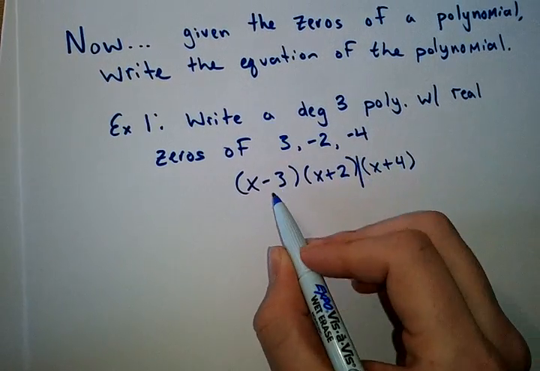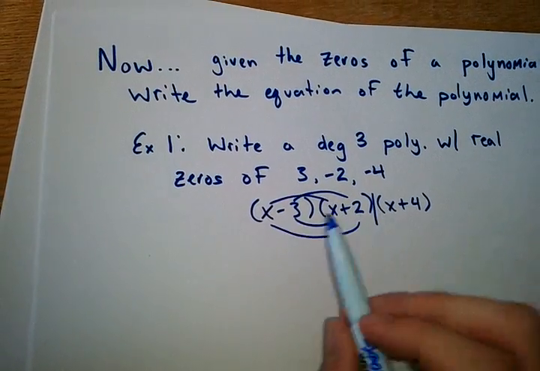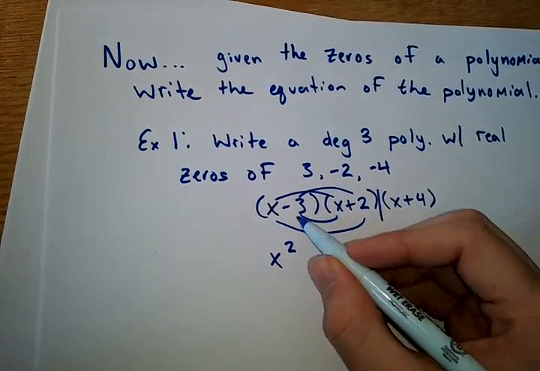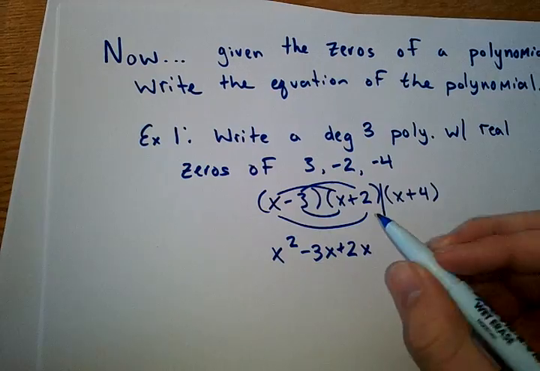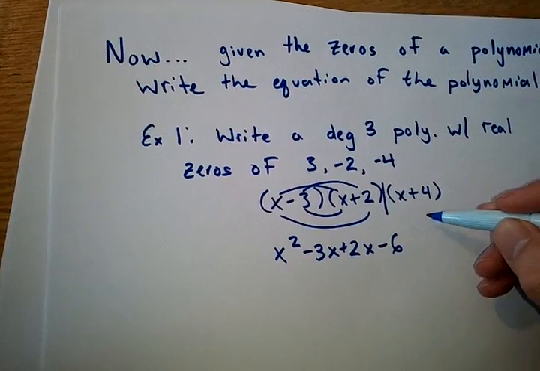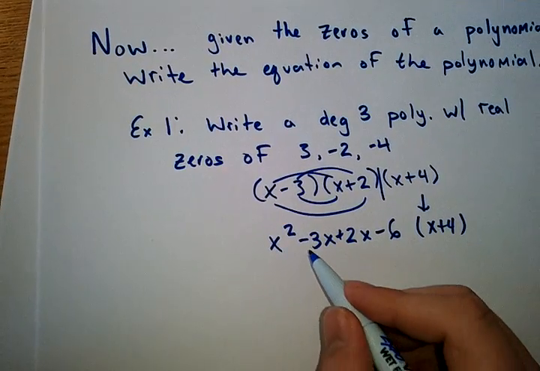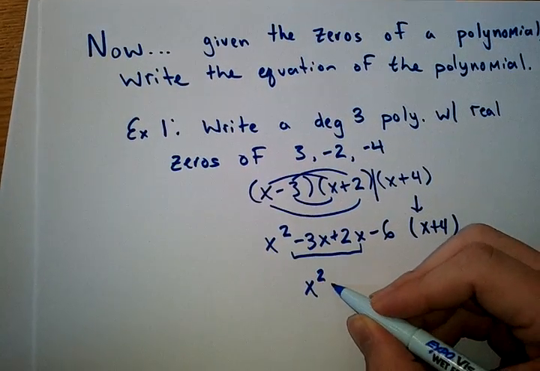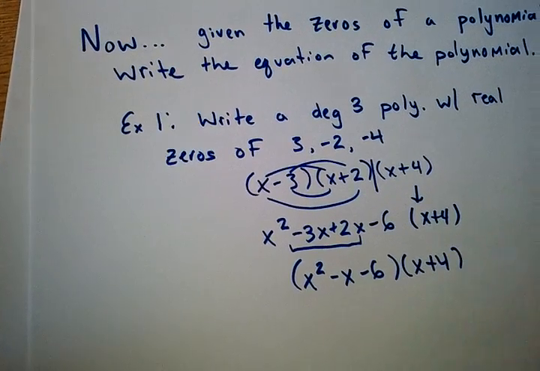First, I'm going to multiply x minus 3 and x plus 2. Looking at the left eyebrow, x times x gives us x squared. On the nose, we get negative 3x, and the mouth gives us positive 2x. The right eyebrow here, negative 3 times 2 is minus 6. And the x plus 4 comes down. We can simplify like terms here. So we're going to multiply x squared minus x minus 6 times x plus 4.